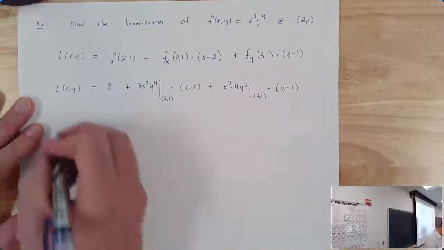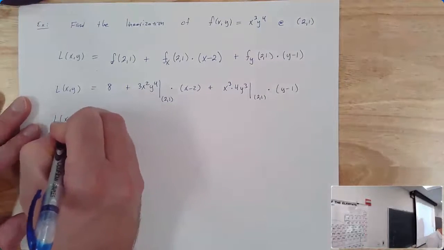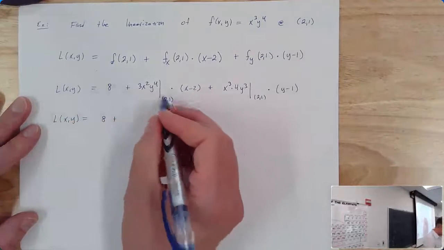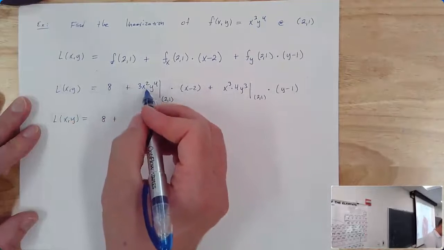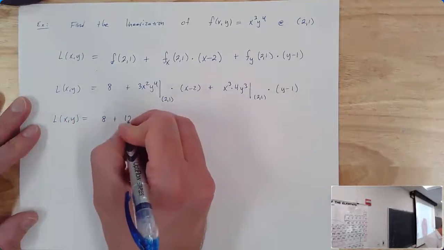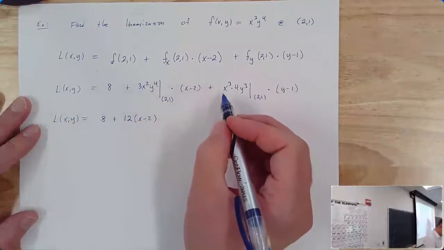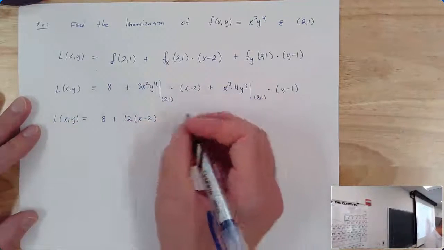So one more step here. The linearization of this function is 8 plus, plugging in 2 for x and 1 for y, we get 3 times 4 times 1. So 3 times 4 is 12. And then plugging in 2 for x and 1 for y, I get 2 cubed is 8, times 4 is 32.